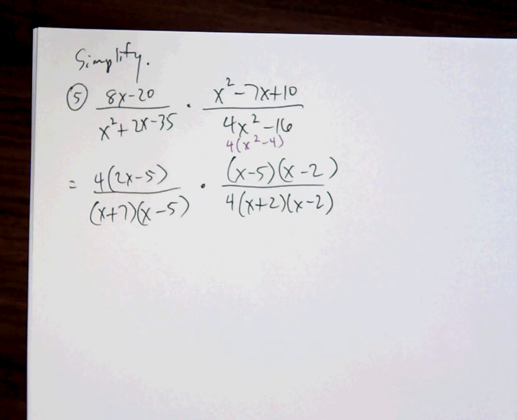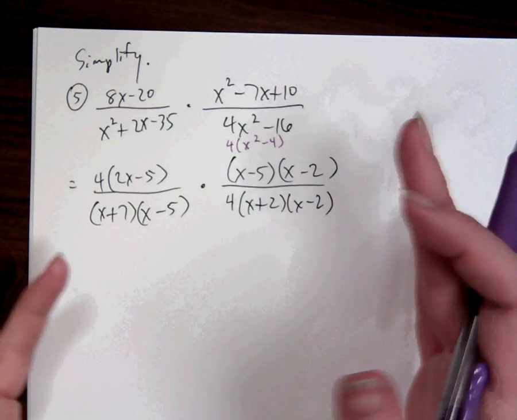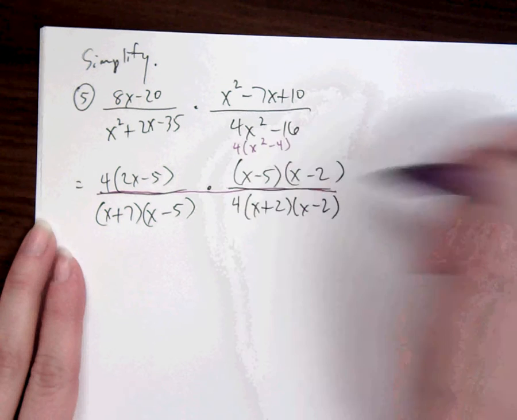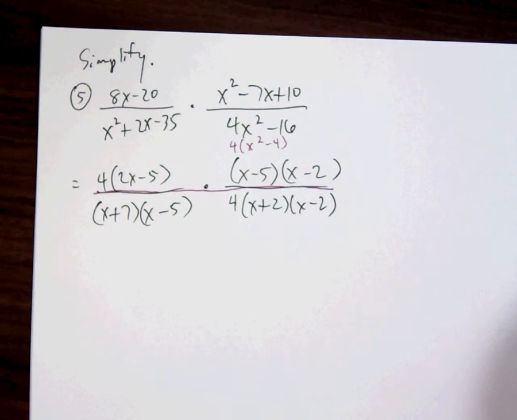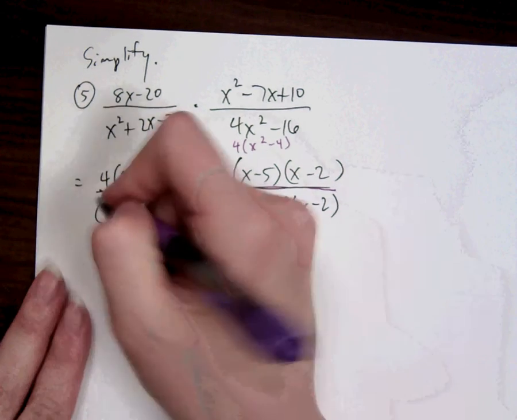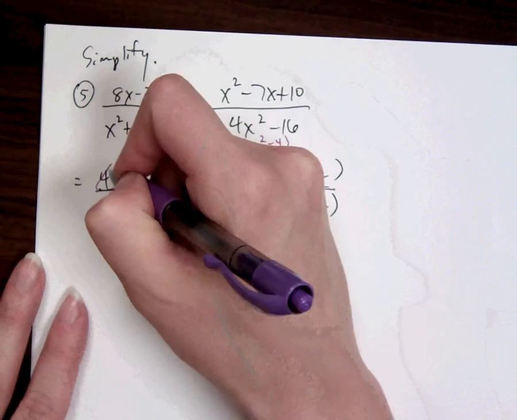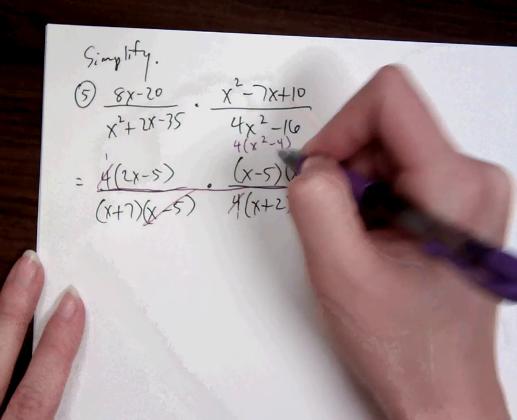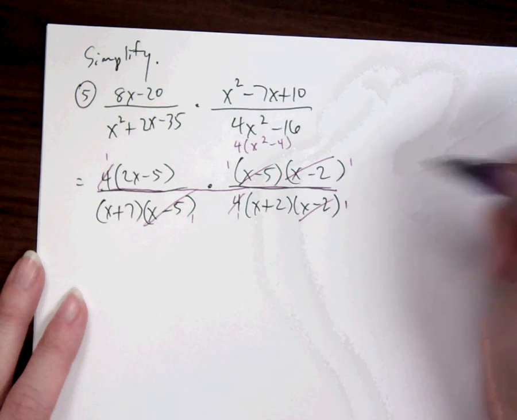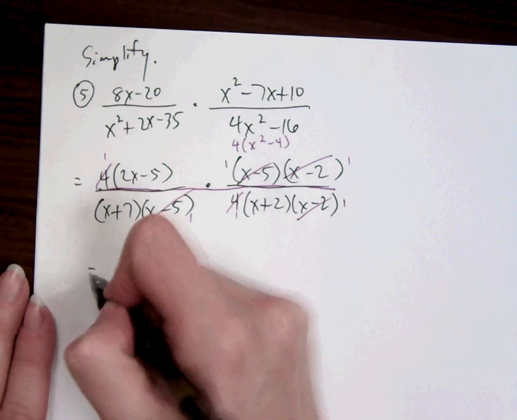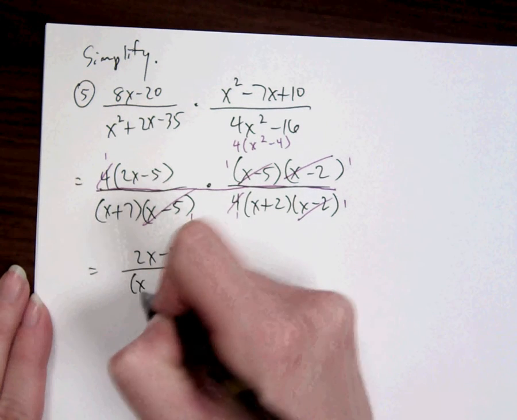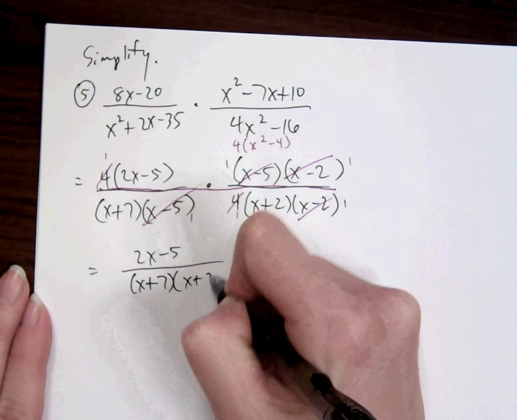Okay, and then again, remember, when I'm multiplying, I'm putting this all together, right? Everything's getting squished together. So it's all one big fraction now. And anything that's the same in the numerator as the denominator, I can simplify to 1. So 4 over 4, that's going to simplify to 1s. X minus 5 and x minus 5, that's going to simplify to 1s. X minus 2 over x minus 2, simplify to 1s. So anything I see anywhere in there. In the end then, I've got 2x minus 5 in the numerator. In the denominator, I've got x plus 7 times x plus 2.